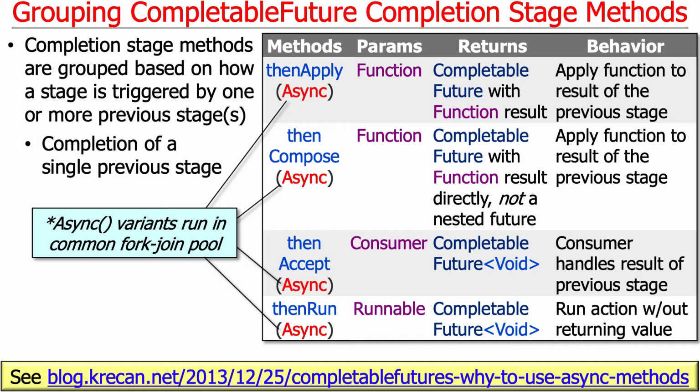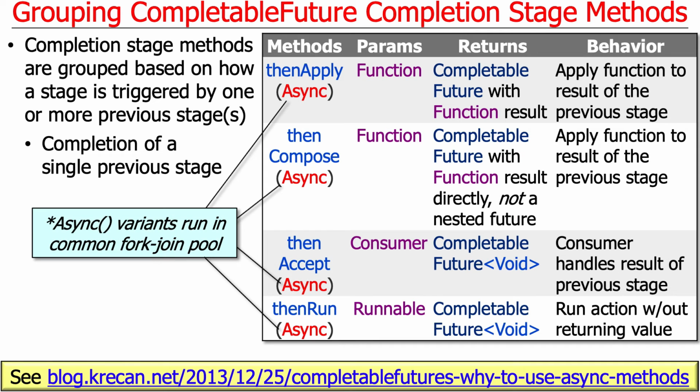Then there's also these async variants. So then apply async, then compose async, then accept async, then run async. And the async variants don't run in the same thread as the previous stage or in the invoking thread. Instead, they're going to run in a different worker thread in the common fork join pool, or we'll see that there's other variants that could run in whatever thread pool you gave when you created these things in the first place. And this article here kind of gives you a sense of why you might want to use the async methods. The typical reason for using the async methods is if you have a lot of cores and you want to have things run in the background to keep the cores busy. So there's kind of trade-offs here. We'll talk about those later.